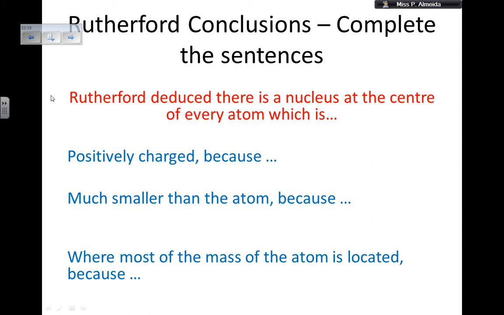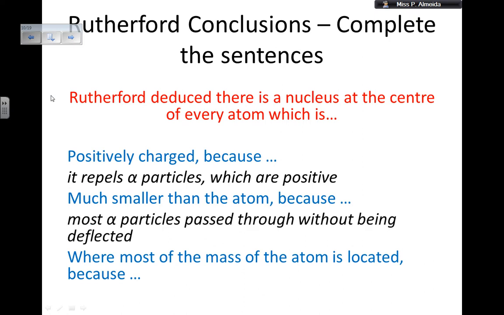He said that the nucleus had to be positively charged because it was repelling alpha particles, which they already knew were positive, okay? Now, like charges repel, and it's said that some alpha particles, the ones that were not going through, were being deflected, meaning changing direction away from the nucleus. He also concluded that the nucleus was much smaller than the atom because most of the alpha particles passed straight through without being deflected. So they were passing through as if through mostly empty space, okay? So the atom is mostly empty space.